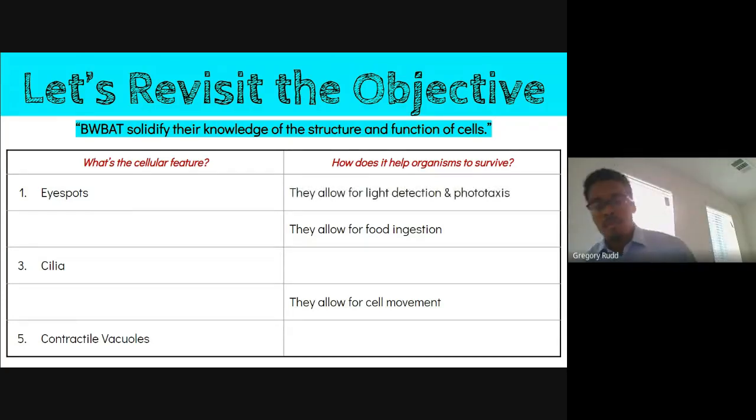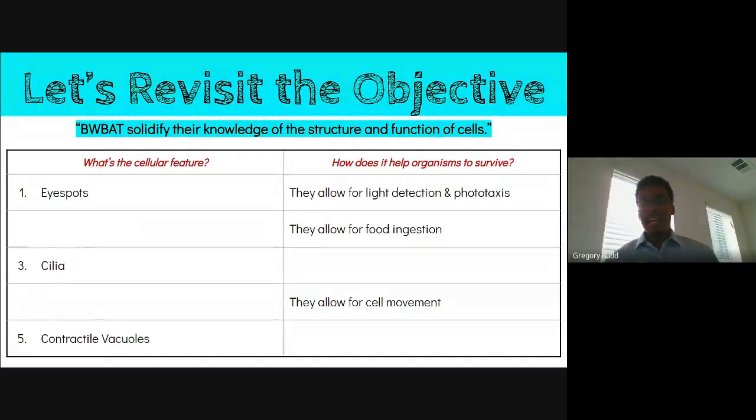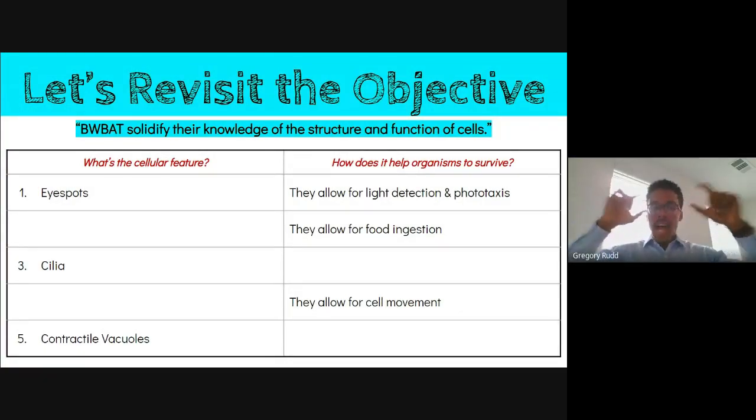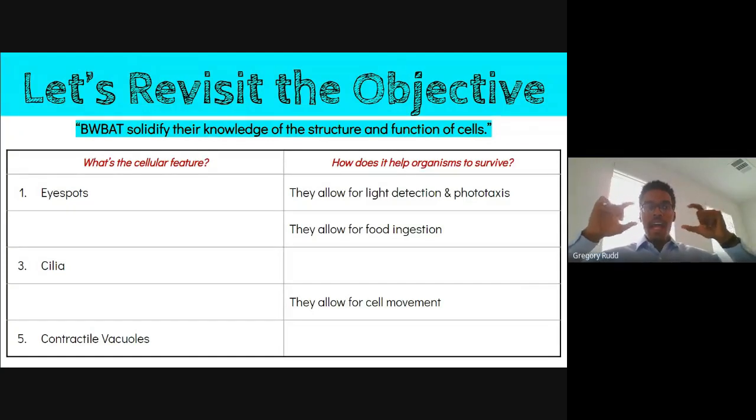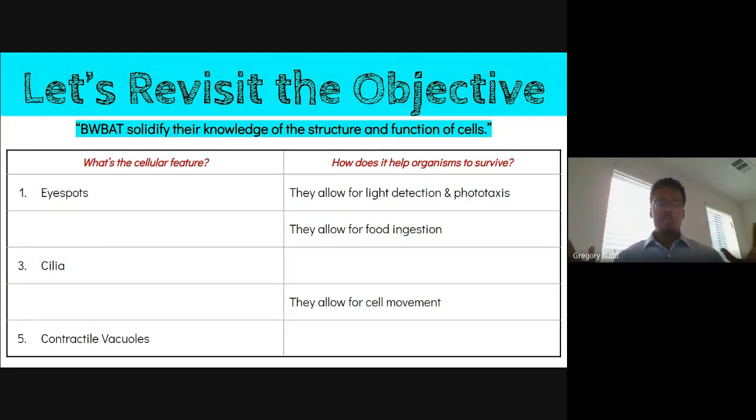Good. So they allow for light detection. You can move towards or away from light, and that's what phototaxis means. So that eye spot is really just a small collection of proteins. It's not the eye that you and I have, or even the eye that insects have. It's very, very basic. All it does is allow the organism to know that area has light, this area does not. And depending on their preference, they can go over there or they can stay over here.